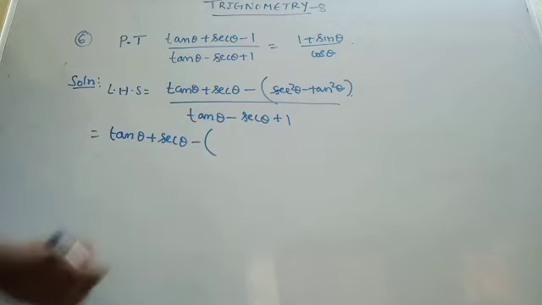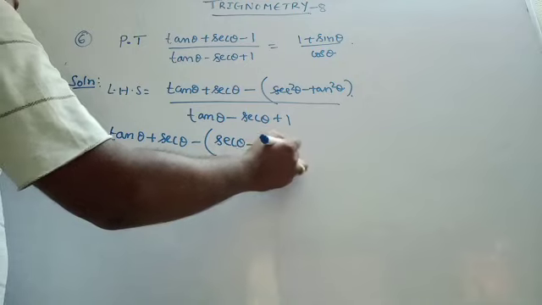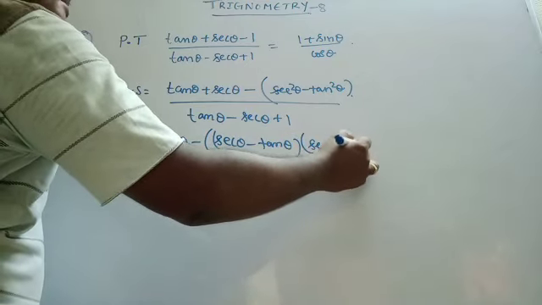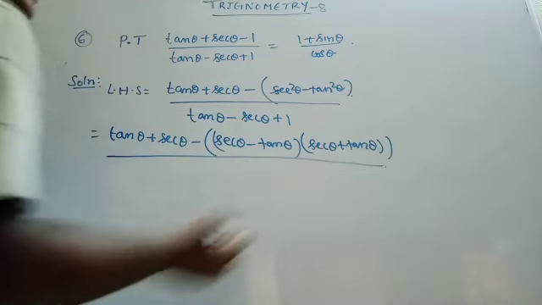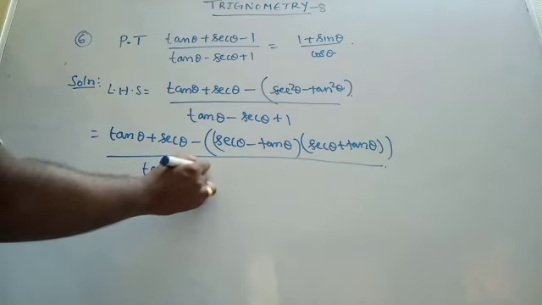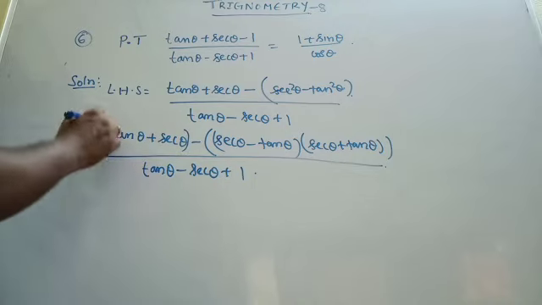Now this is equal to tan theta plus secant theta minus of this. Let us split it. We know a square minus b square: secant theta minus tan theta into secant theta plus tan theta. Secant theta plus tan theta, like this we write here. Whole thing divided by tan theta minus secant theta plus 1 we have like this. And these are the terms we are having.